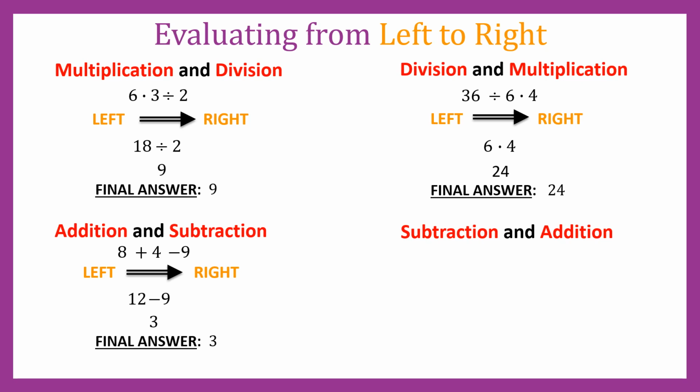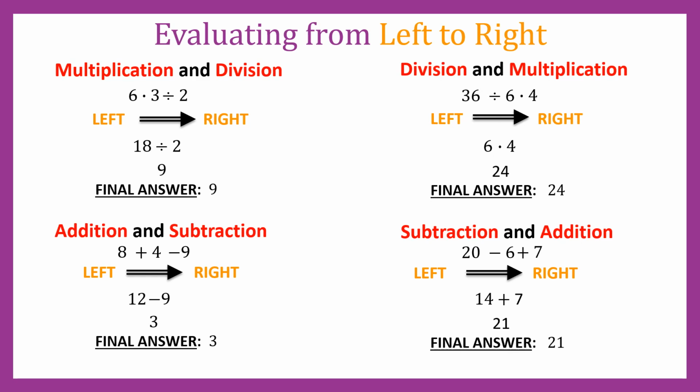In subtraction and addition, we have 20 minus 6 plus 7. We're working from left to right, so we see that subtraction comes first. So we subtract 20 minus 6. That gives us 14, plus 7 gives us 21. And our final answer is 21.